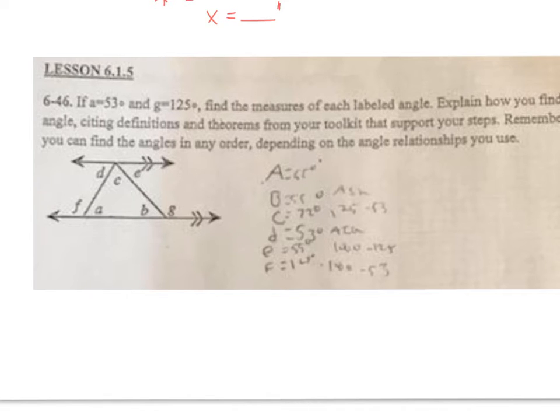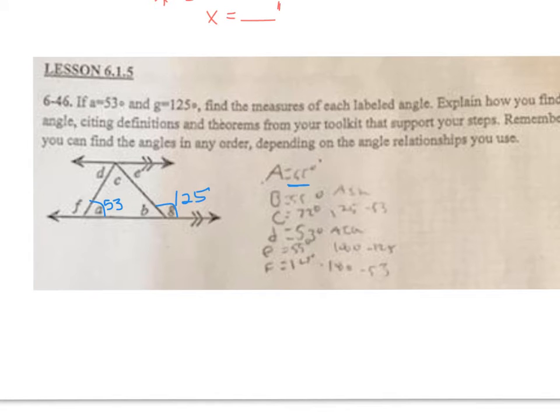So you're given parallel lines and you've got two transversals, the one that goes from D to F and the one that goes from E to G. It says if angle A is 53 and angle G is 125, find the other missing angles. So for A, it almost looks like that's a 55, so just be careful. Make sure that's a 53, that's clear for your teacher.